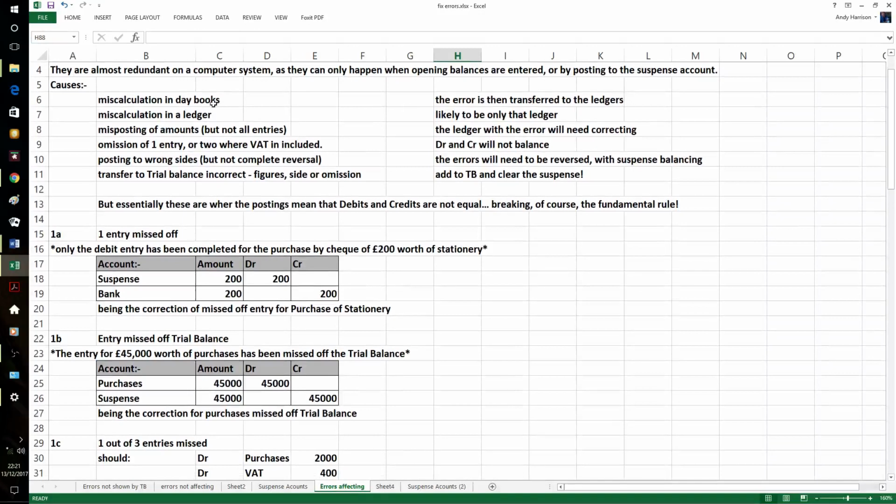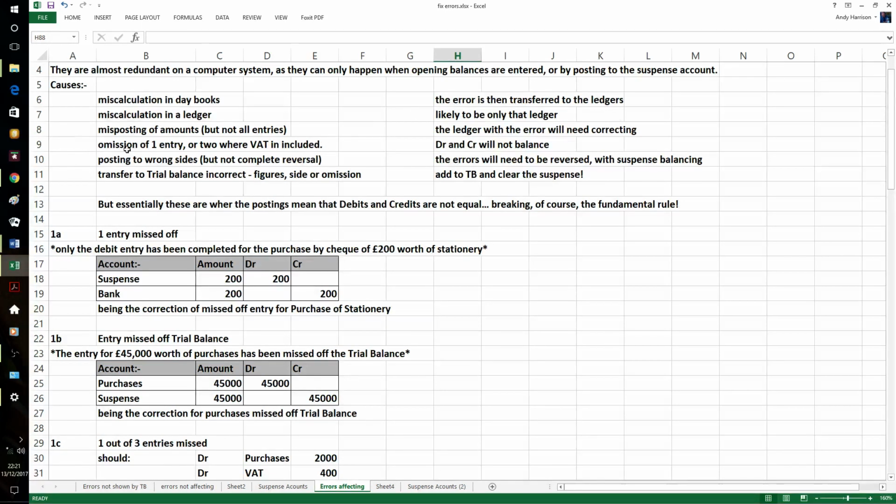The cause is miscalculations in the daybooks, and if we do that, go back to bookkeeping transactions, we then transfer that error into the ledgers. We could also miscalculate it in the ledger itself, so we just added it up wrong, so it's only that ledger that will need correcting. We could misposted amount, so we put the wrong amount in, and then again that ledger with the error will need correcting. We've missed out one entry, or two if there's VAT included, which means that debits and credits don't balance.